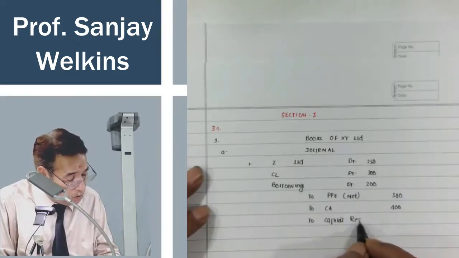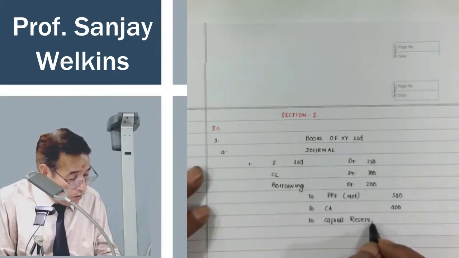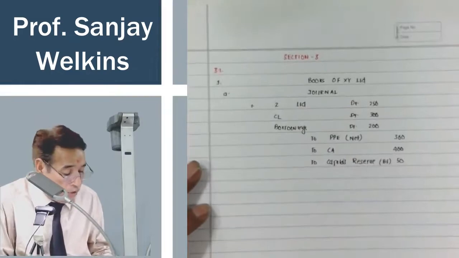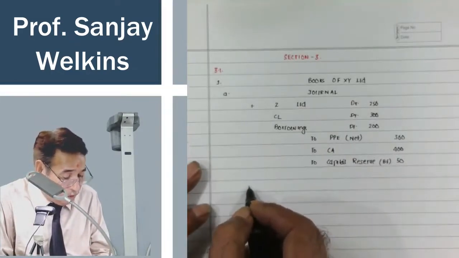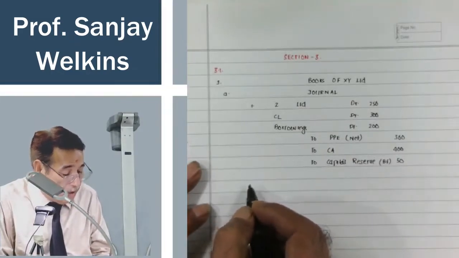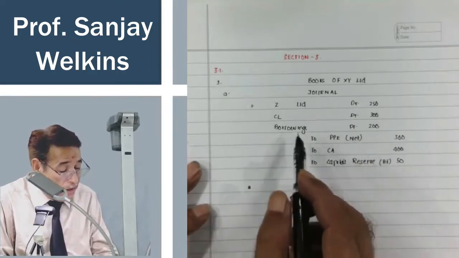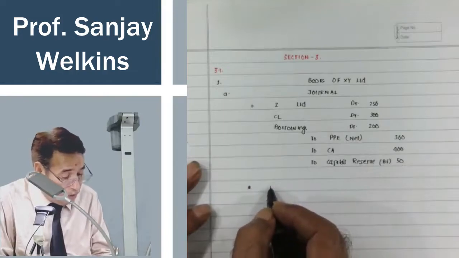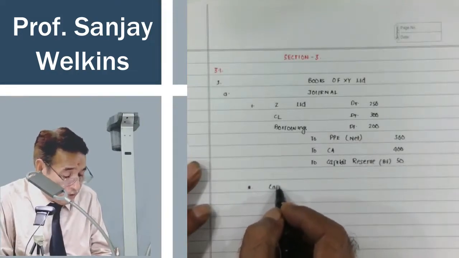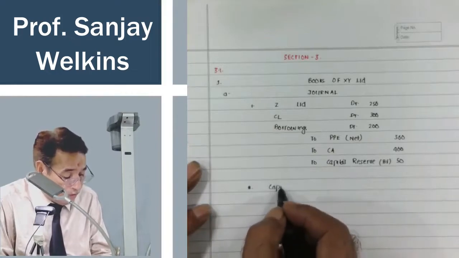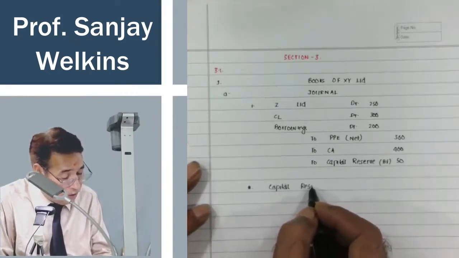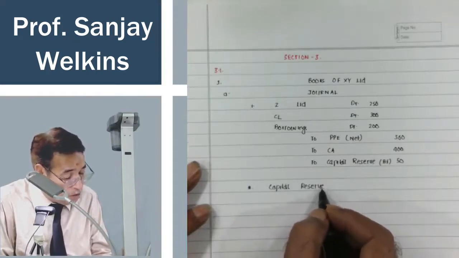Correct? Your capital reserve will be equal to 50. This will be your balancing figure. Transfer of assets and liability is the narration. Now, since this consideration from Z Limited is not received by this entity, we are going to debit capital reserve or reserve and surplus. Because you are having a capital reserve, it is better to debit capital reserve. Otherwise, you can write reserves and surplus also.